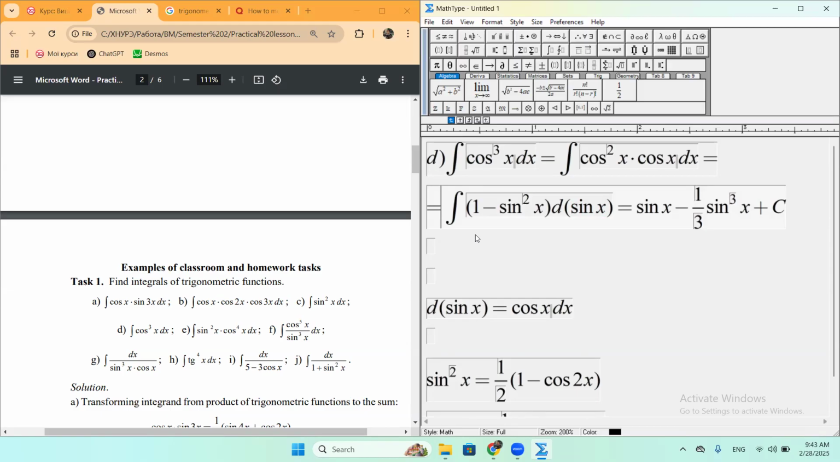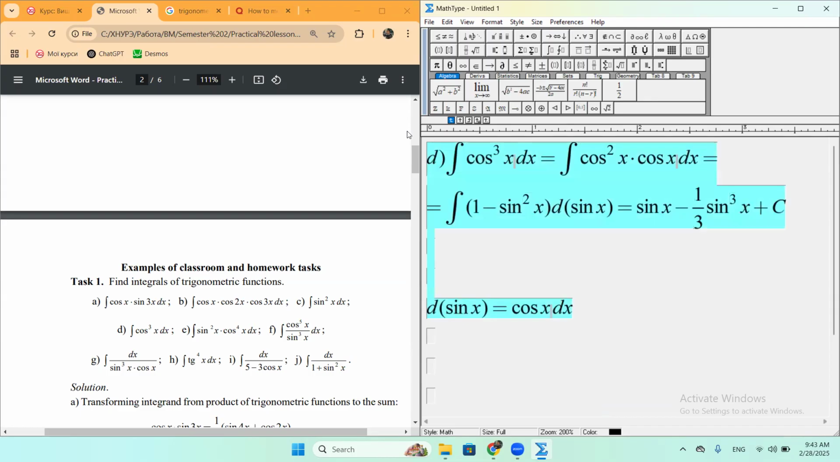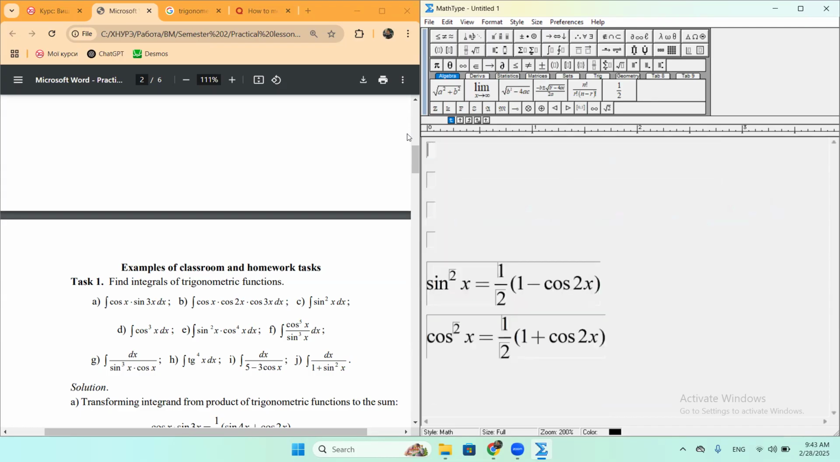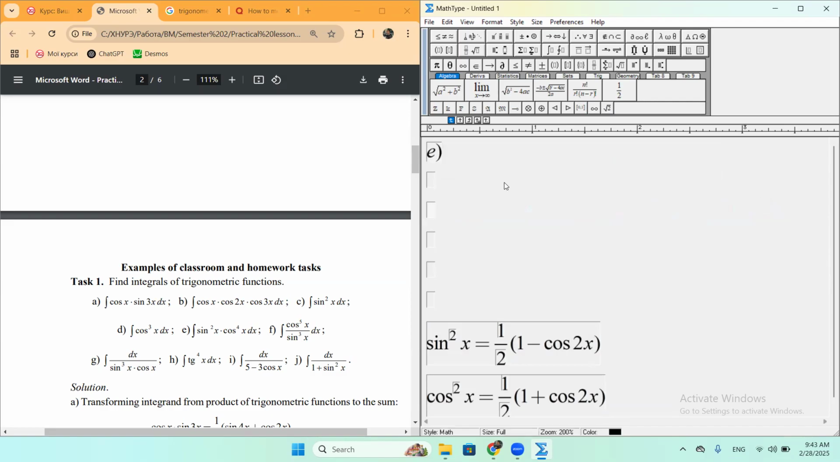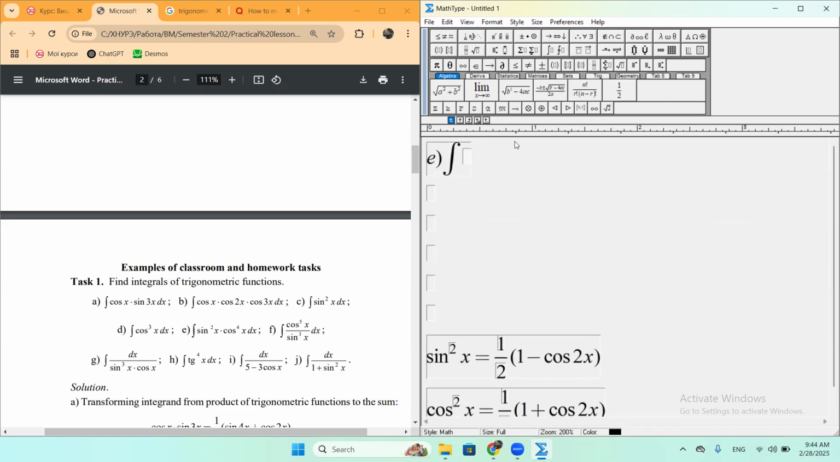Okay, more questions? If no questions, let's move next. So let's go to integral e. So we will have to perform a lot of actions here.